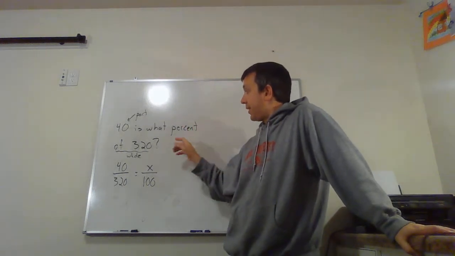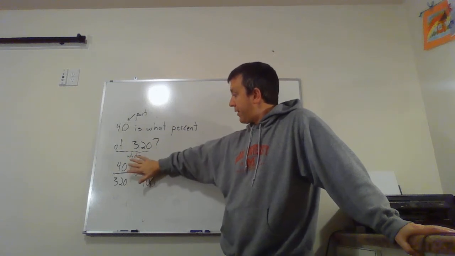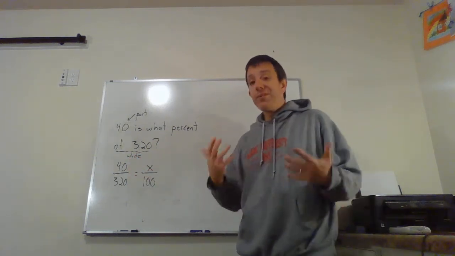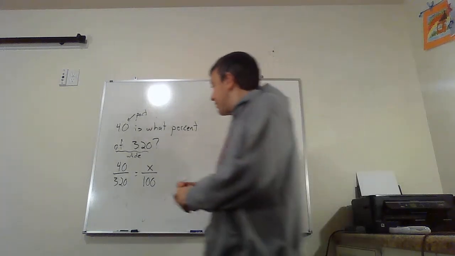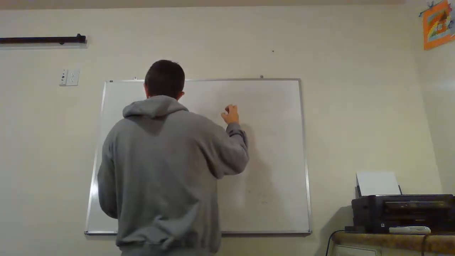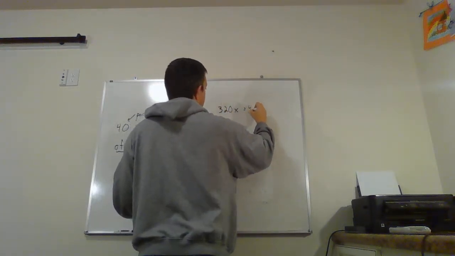So again, I'm going to set it up. The part goes over the whole, or the amount over the base, however you want to think about it. So we have 40 over 320. And then on the other side, the percent over 100. We don't know the percent, so that's going to be X. So we're just going to do the same thing here. We're going to cross multiply. If we do that, we get 320x is equal to 4,000.